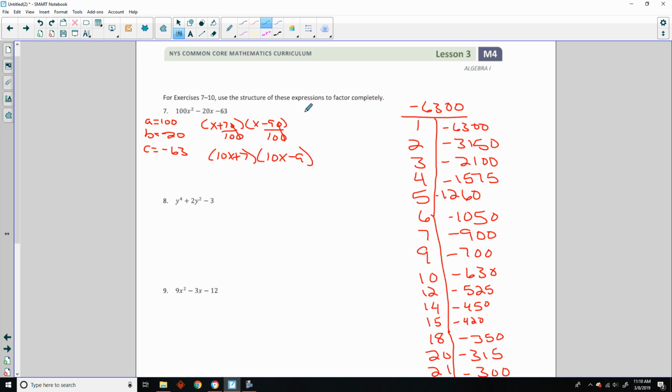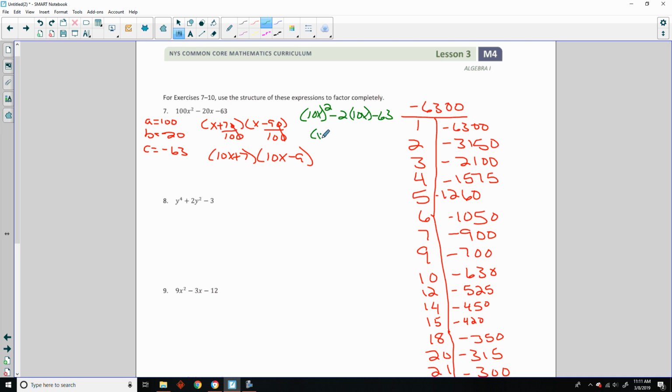100x squared would be 10x squared. If you distributed 100x squared minus, and then factor out the 2 times 10x minus 63. Okay? So I factored out a 10x from both, is basically what I did there. And then once you do that, just factor it. You have a 10x here, you have a 10x there, so that's your first term.